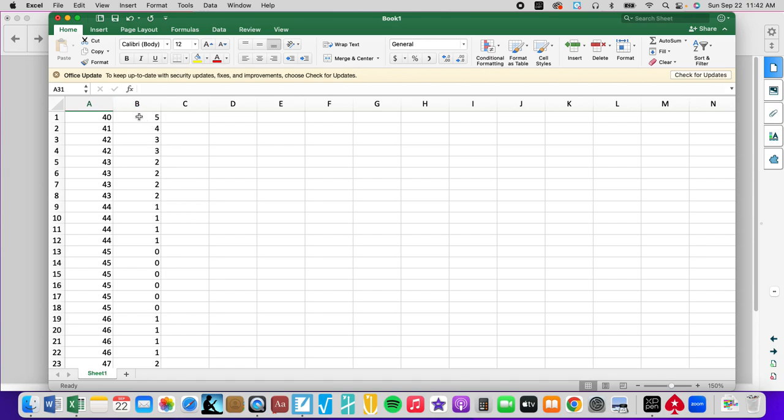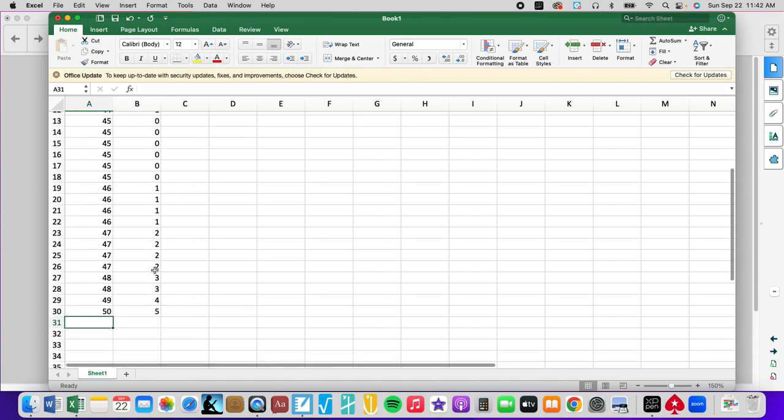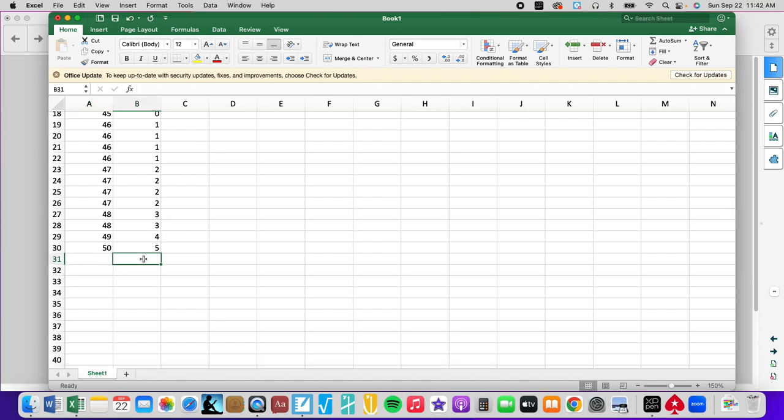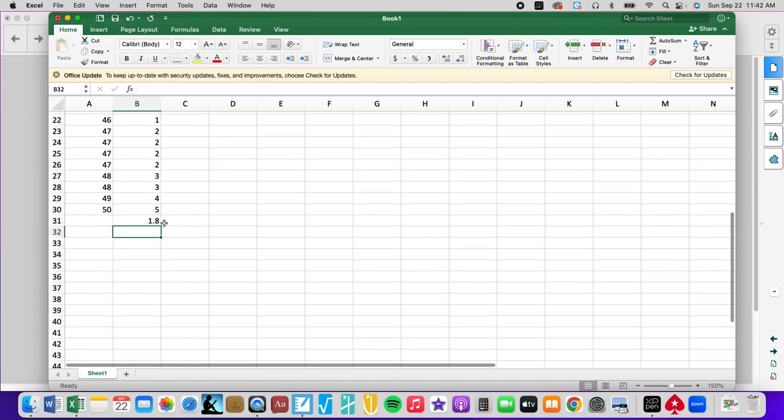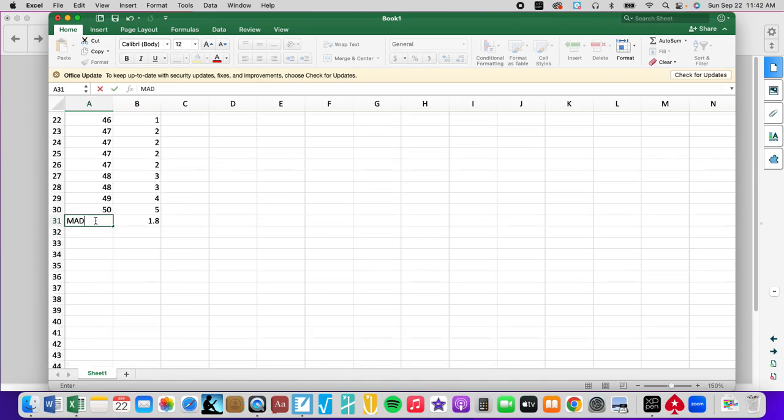distance from the mean. So we're going to take all of these distances and we're going to find the average of it. So we can do average, and then we do B1 colon B30. So that's just taking the average of all those values, adding them up and dividing by 30, and we get, ding, ding, ding, 1.8. So this is the MAD value right here. The MAD value is 1.8.